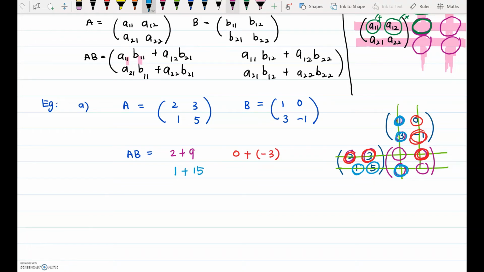Alright, and the last one we have is the orange color, let's say. We want to find this one. So the cross is between 1, 5 and 0, -1. So 1 times 0 is 0, plus 5 times -1, it will be -5.